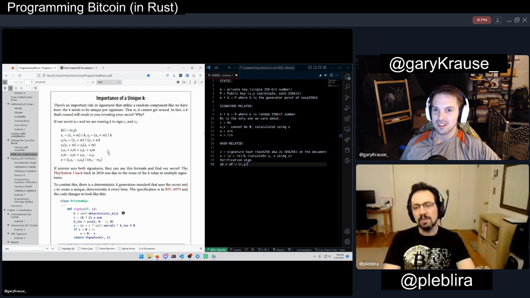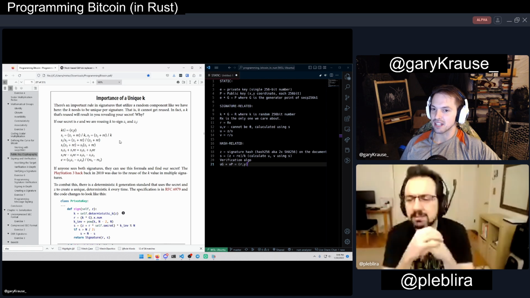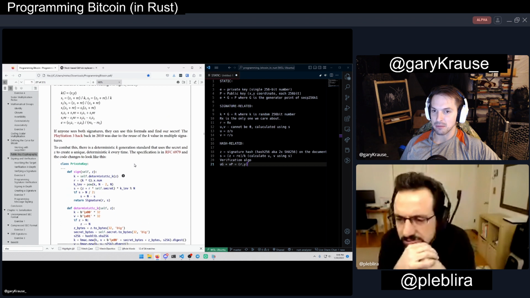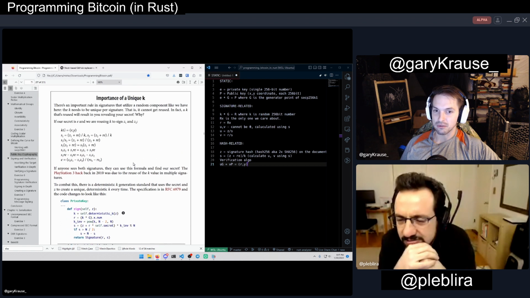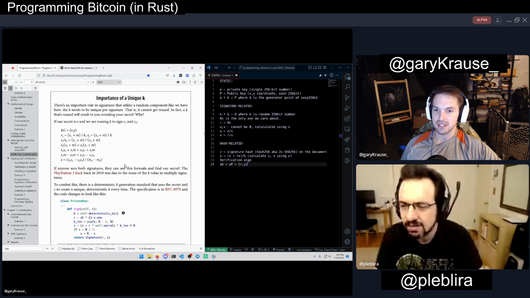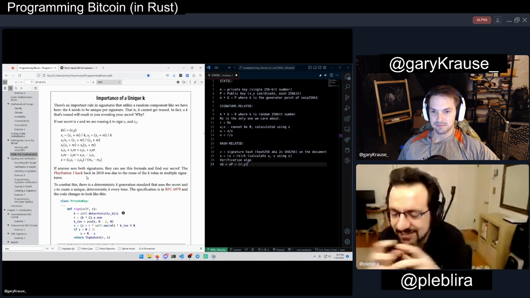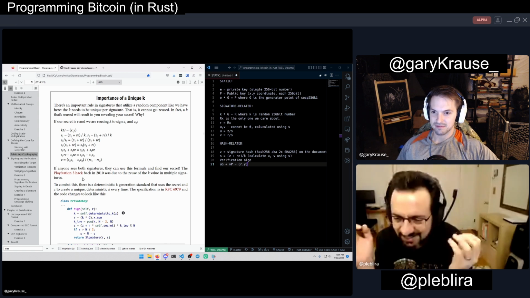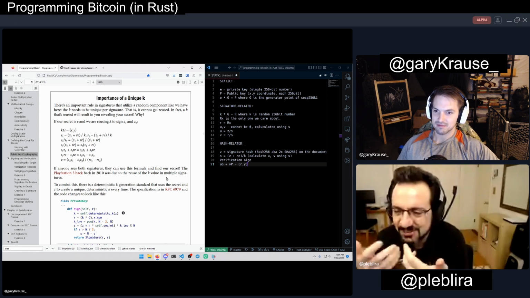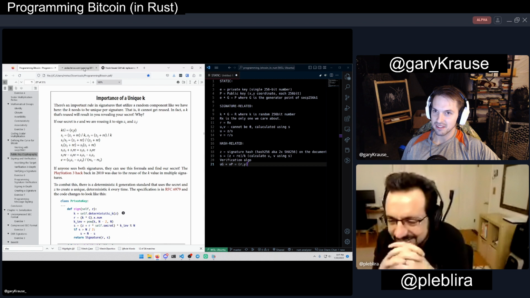And this is kind of highlighting why you don't want to use a crappy random number generator. You need to use a really good one, because if you reuse k, then people can figure out your private key. Oh wow. So someone can cross-reference two signatures and derive k from it. Yep.